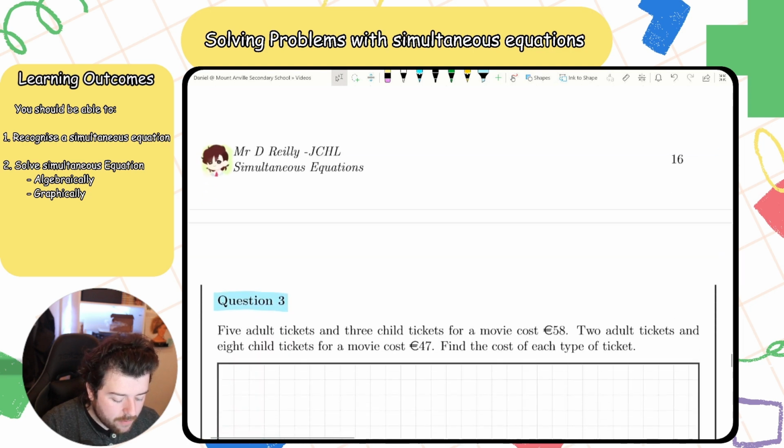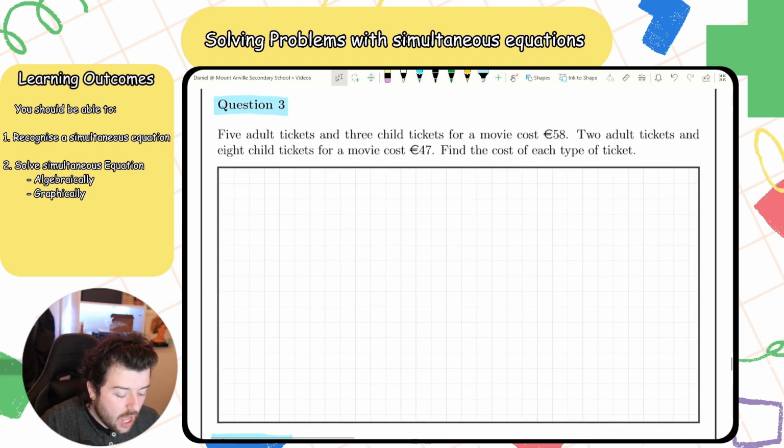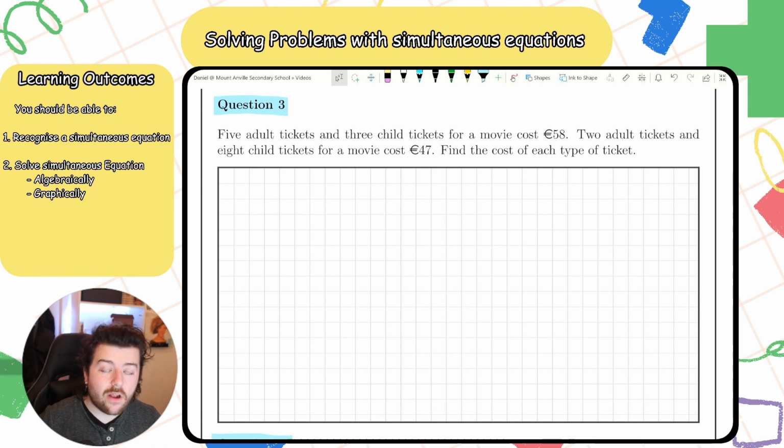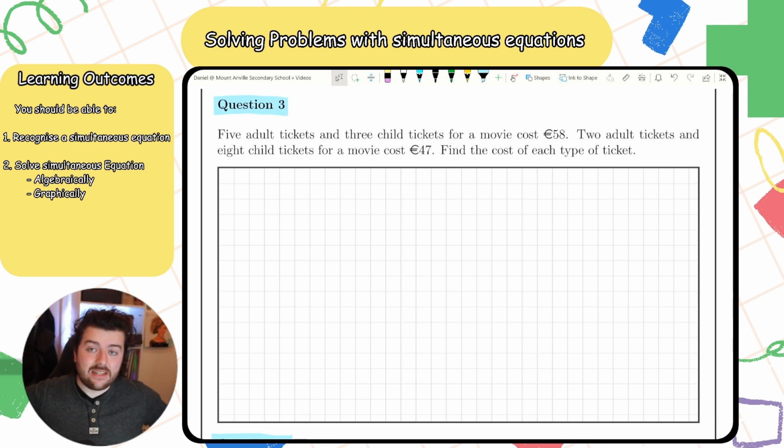So what's the problem with word problems? We are not given our equations. We need to be able to decipher two equations from this sentence. So let's look at one here. 5 adult tickets and 3 child tickets for a movie cost €58. 2 adult tickets and 8 child tickets for a movie cost €47. Find the cost of each type of ticket.